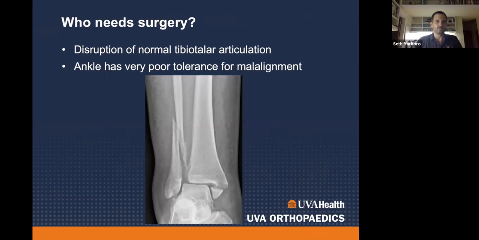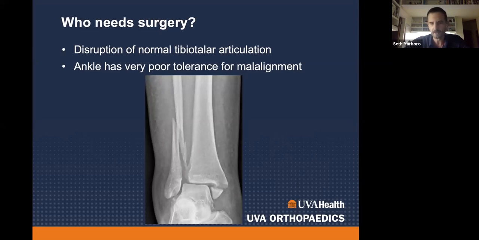So who needs surgery? So if we disrupt the normal position, not even talking about malleolar fractures, but the position of the talus relative to the tibia, that requires a surgery. If that remains disrupted and can't be meaningfully maintained with a splint or cast. So the ankle has very poor tolerance for malalignment. We don't fix these fractures because they heal faster or because we like pretty x-rays.